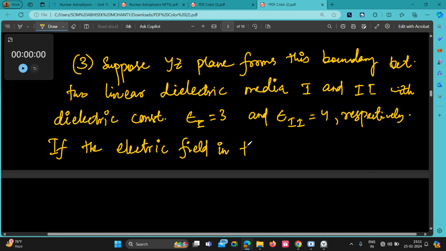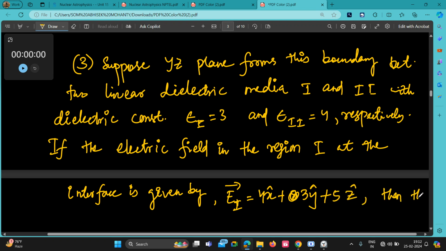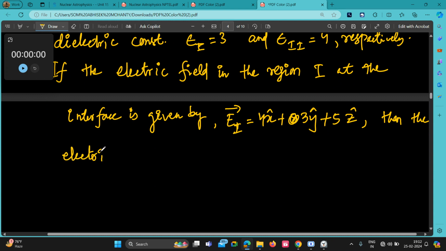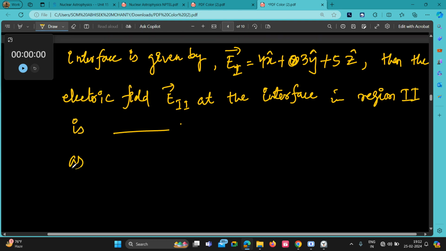If the electric field in the region 1 at the interface is given by E1 is equal to 4x cap plus 3y cap plus 5z cap, then the electric field E2 at the interface in region 2 is: Option A, 4x cap plus 3y cap plus 5z cap.